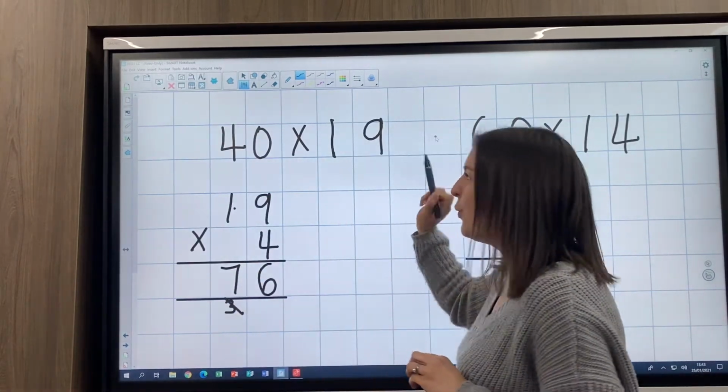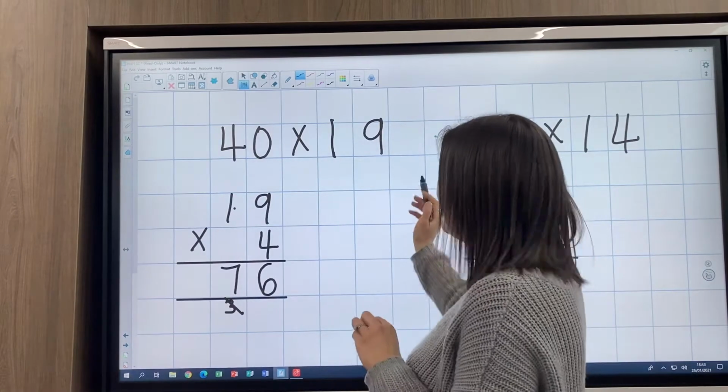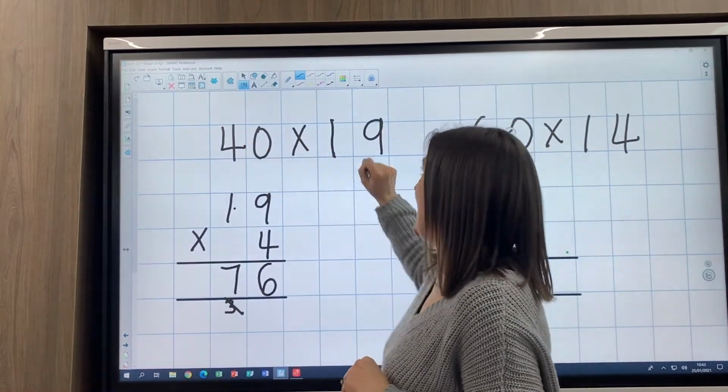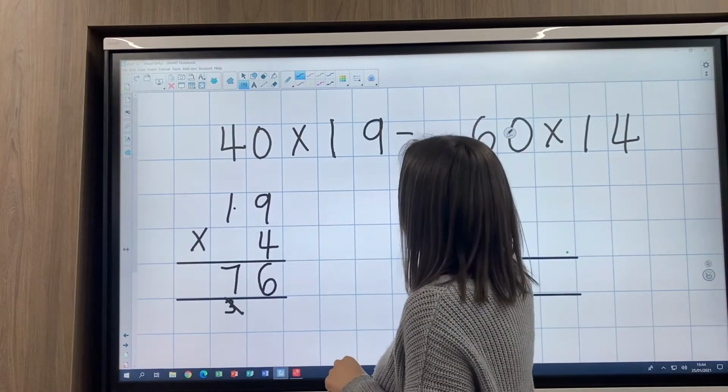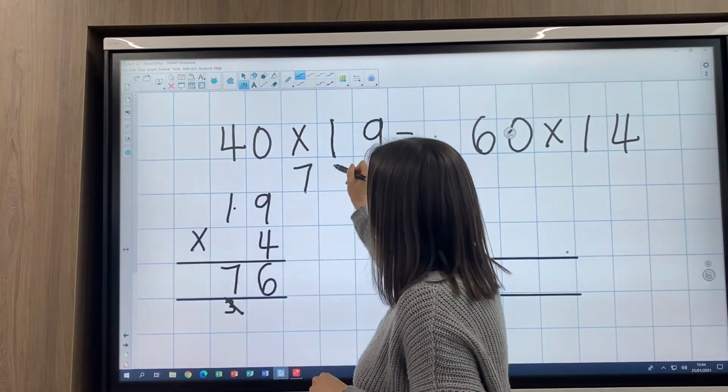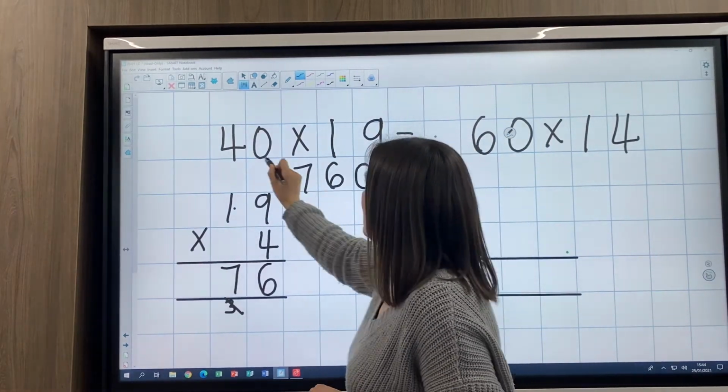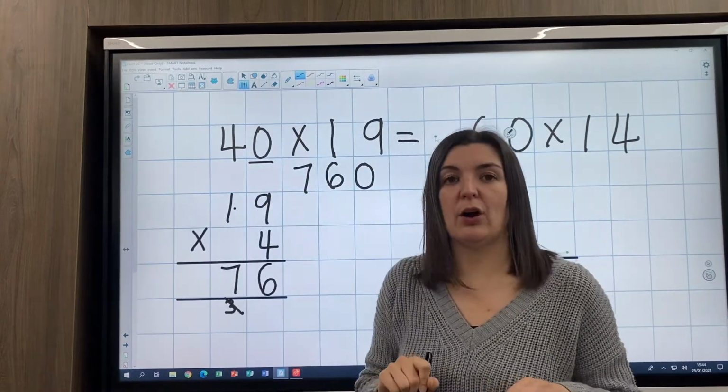Now I haven't quite finished here. I've done 4 times 19, but this was 40 times 19, so I need to put my 0 back on. So it's 760, because I'm putting my 0 back on.